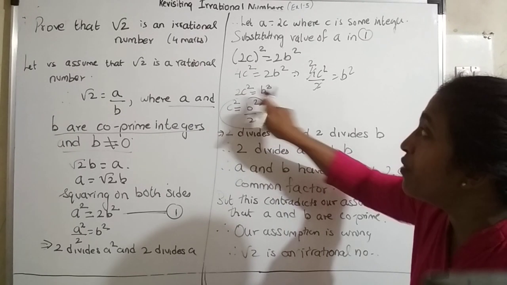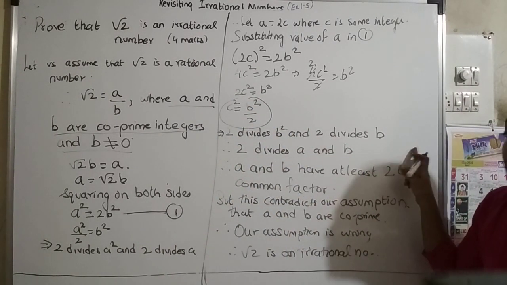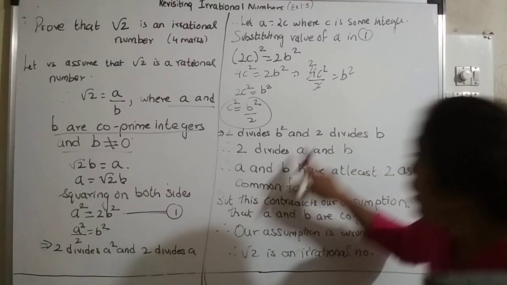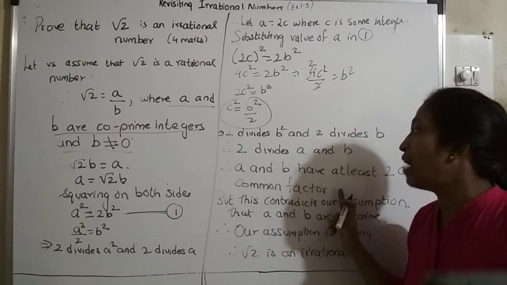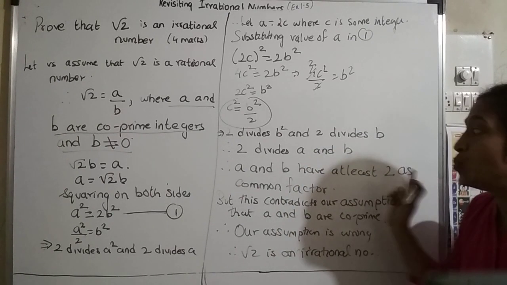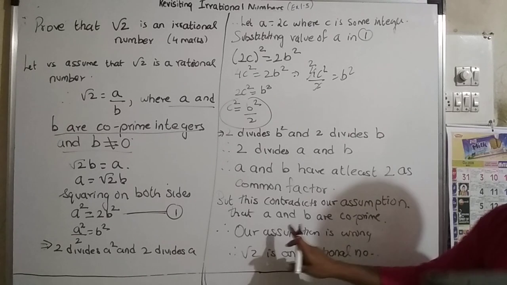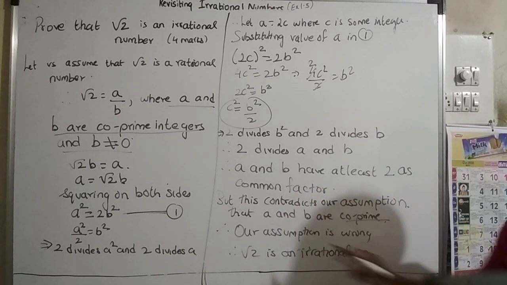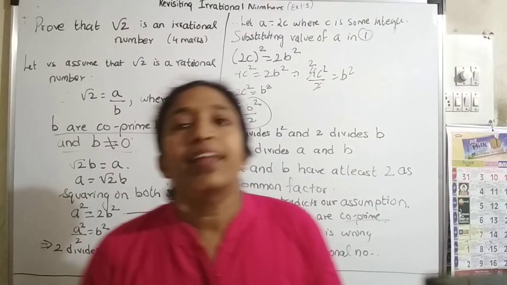This means 2 divides B square. Therefore 2 divides B. That means 2 divides A, 2 divides B. Therefore 2 divides A and B. Therefore A and B have at least 2 as a common factor. But this contradicts our assumption that A and B are co-prime. Therefore our assumption is wrong. Therefore root 2 is an irrational number.